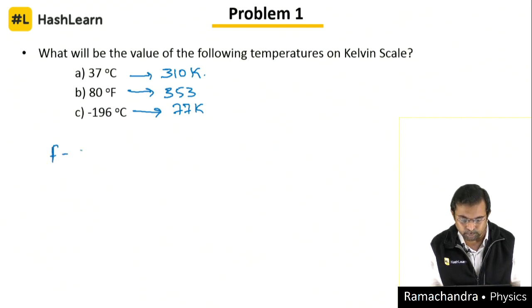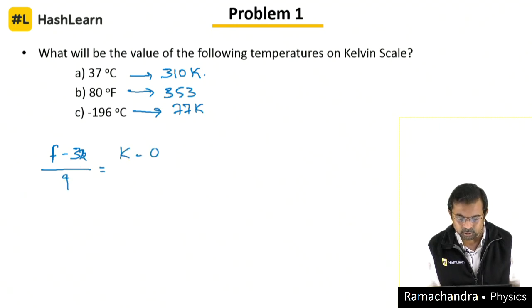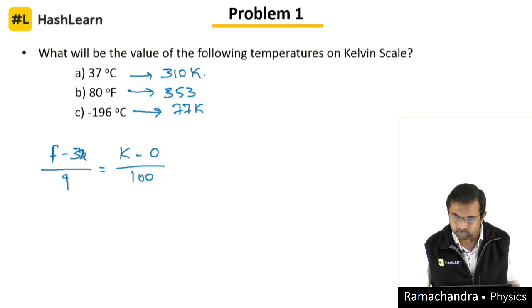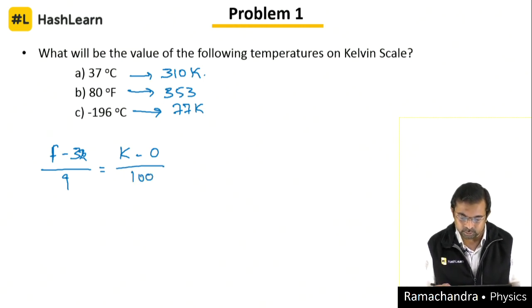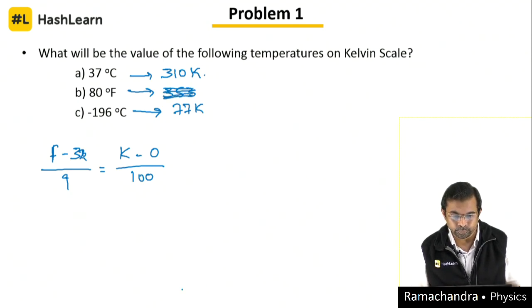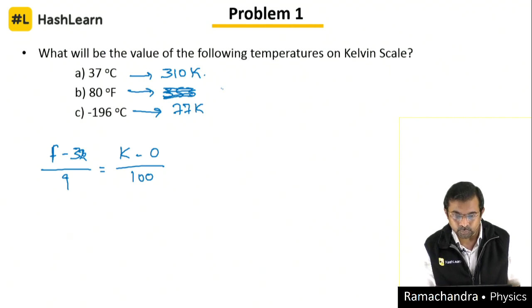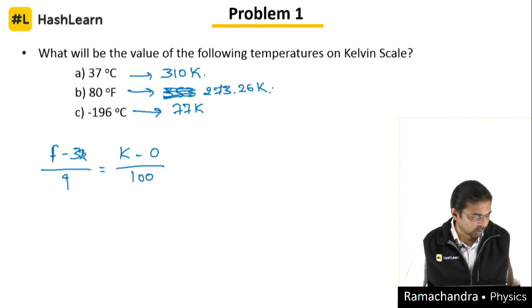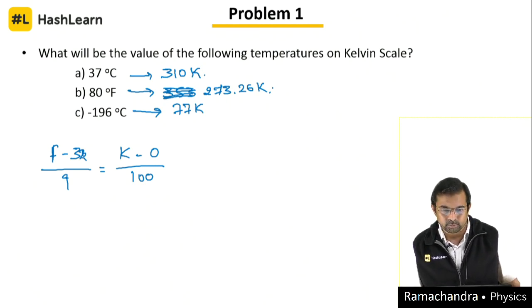You can use the formula (F minus 32) divided by 9 is equal to (K minus 0) divided by 100, right? 26 Kelvin is the correct answer. That's nice. Thanks a lot for your attention. Let's move on to the next problem. Of course, all these problems are definitely easy.